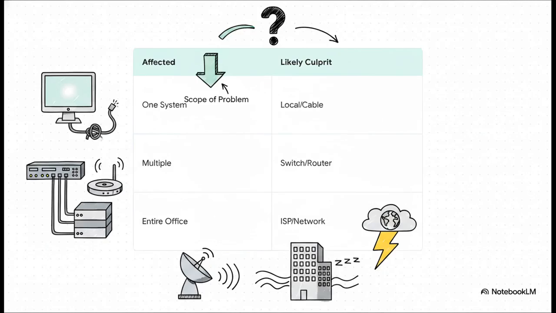And this brilliantly illustrates what I like to call the matrix of blame. Step 1 is identifying the scope of the problem, because the scope tells us exactly which suspects to interrogate first. If only one system is affected, the culprit is highly localized. Think of a faulty cable or an individual system issue. If multiple systems go down, you've got to escalate your suspicion to a switch, a router, or maybe a broader bandwidth bottleneck. But if the entire office is in the dark, well then, and only then, do we start pointing fingers at the ISP or looking for a major network failure.